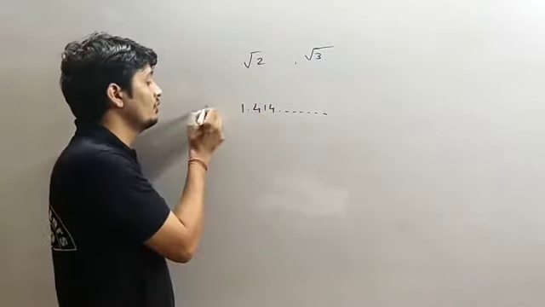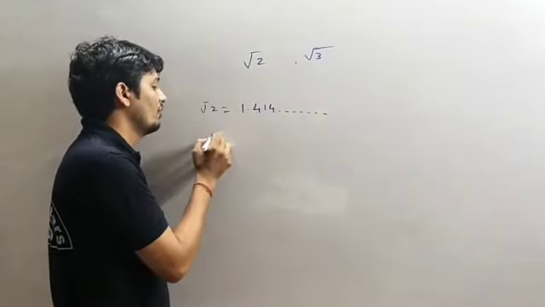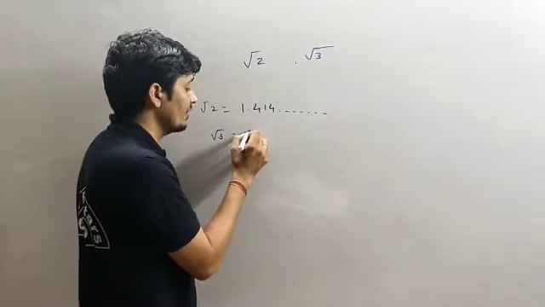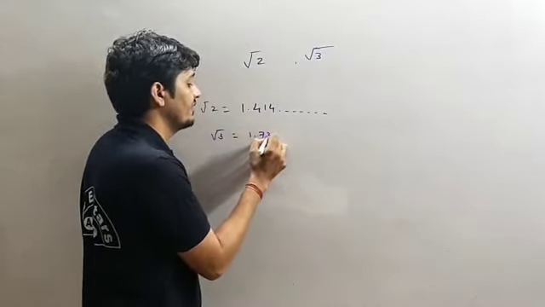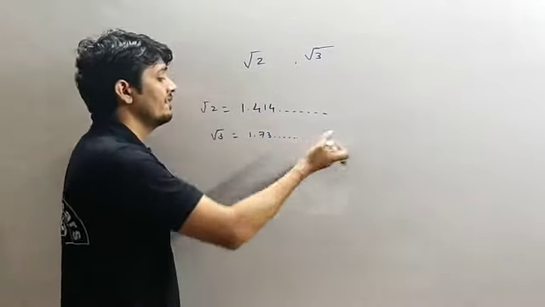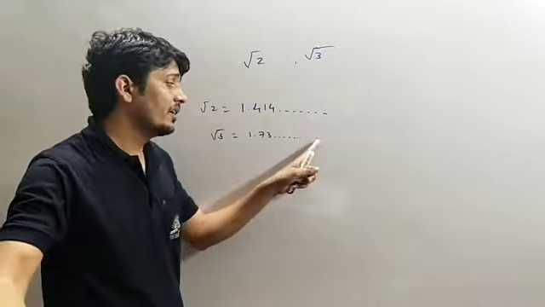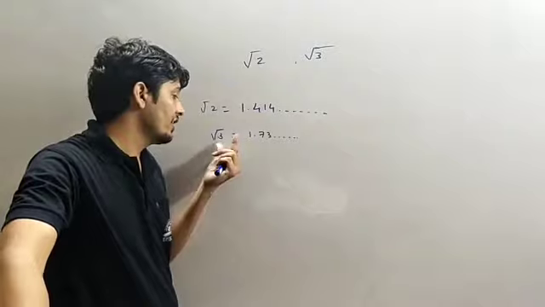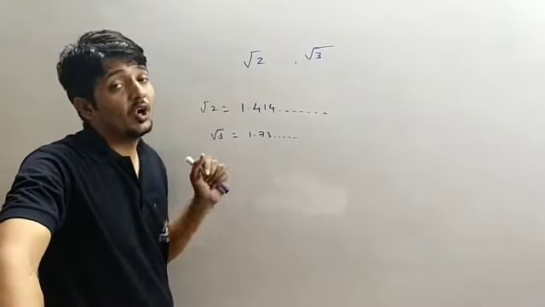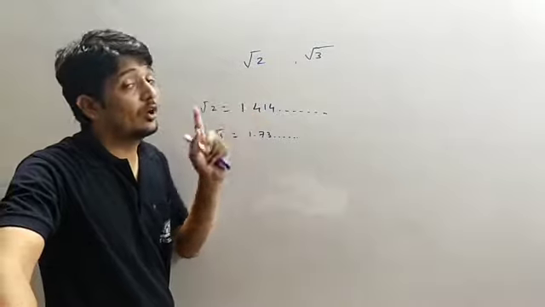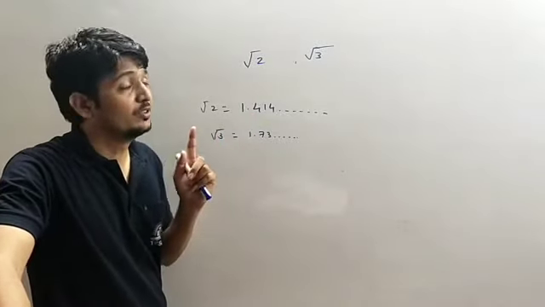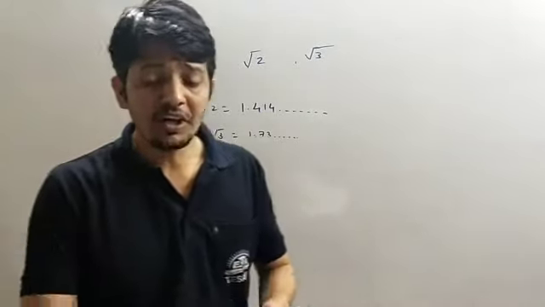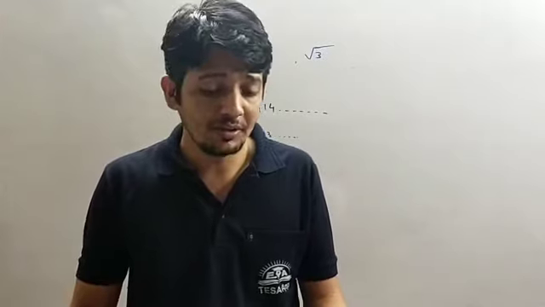Likewise, now if you see the value of root 3, root 3 is 1.73... Again, infinite digits will come; these are numbers which do not end after the decimal point. That means again we cannot represent root 3 on the number line. That's why root 3 is also an irrational number.